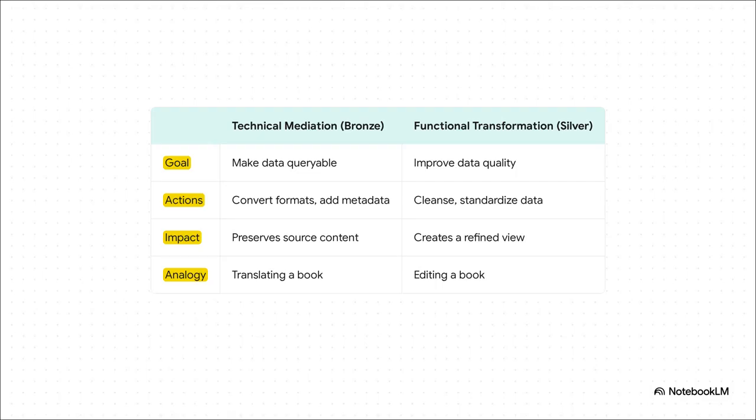And this table here lays it out perfectly. The bronze layer is for that technical mediation. The analogy of translating a book is spot on. You're not changing the story, you're just making it readable. The silver layer, though, that's for functional transformation. That's when you actually become the editor. You're cleaning things up, applying business rules, and creating that polished corporate view of the data.